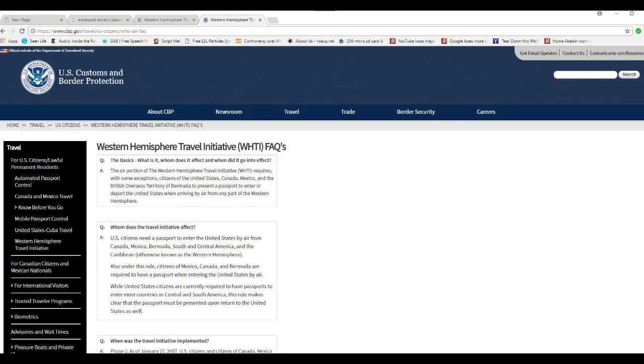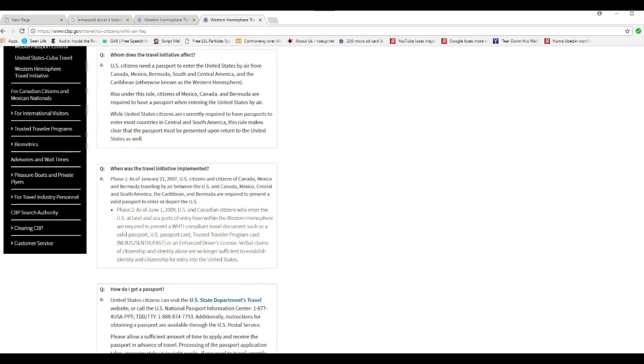The basics: what is it, whom does it affect, and when does it go into effect? The air portion of the Western Hemisphere Travel Initiative requires, with some exceptions, citizens of the United States, Canada, Mexico, and Bermuda to present a passport to enter or depart the United States when arriving by air from any part of the Western Hemisphere. When was this implemented? Phase 1 as of January 23, 2007: U.S. citizens and citizens of Canada, Mexico, and Bermuda traveling by air between the U.S., Canada, Mexico, Central and South America, the Caribbean, and Bermuda are required to present a valid passport to enter or depart the U.S.